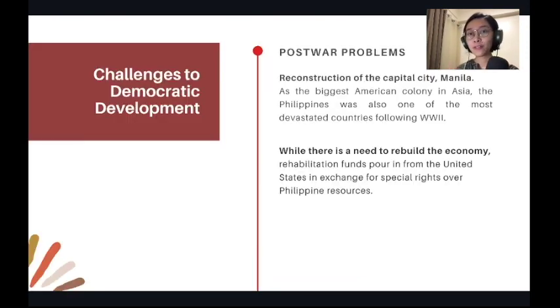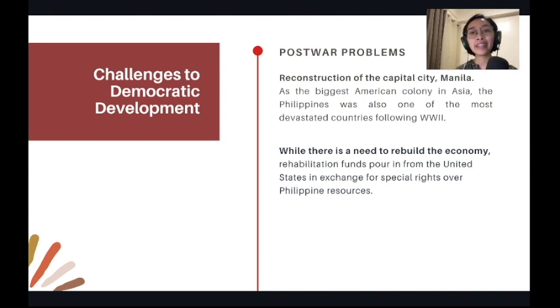So, as we can see from the pictures now, one of the biggest problems was the reconstruction of the capital city Manila, as well as other devastated areas in the Philippines, such as Baguio. And I think it was these two cities na pinaka malala yung destruction. So, as the biggest American colony in Asia, the Philippines, therefore, was also one of the most devastated countries following World War II. So, we had to deal with that. How do you regrow your economy? How do you encourage foreign investors to come here and to grow the capital of the country again? Or how do you allow local businesses to grow from the ashes of World War II?